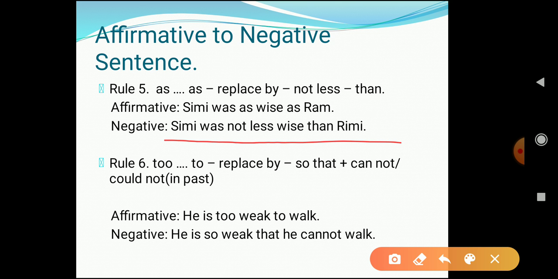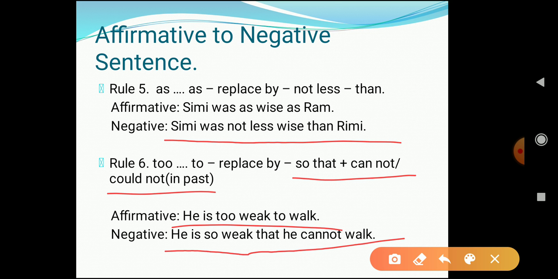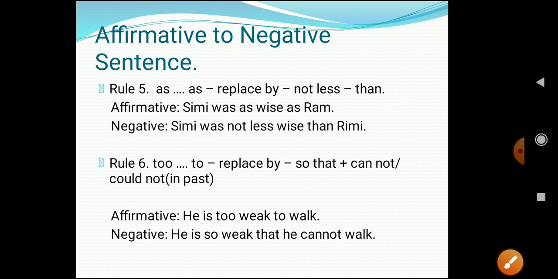Now let's see rule 6. What does rule 6 say? When in any sentence the word "too" is used, we have to replace it by "so that" plus "cannot" or "could not" in the past, according to the sentence. For example, "He is too weak to walk." In negative it will become what? "He is so weak that he cannot walk." I hope these 6 rules are clear to everyone.